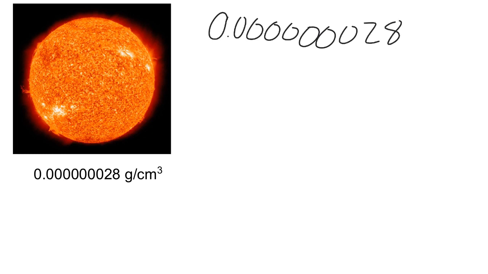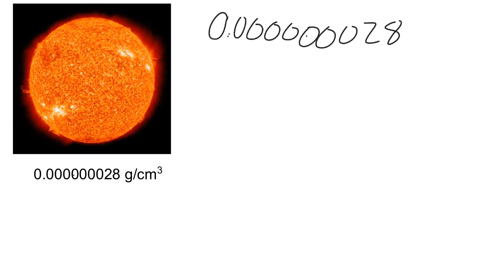So our first step is write the number. 0.000000028. I'm going to drop the units on this one. So I have 1, 2, 3, 4, 5, 6, 7 zeros. 1, 2, 3, 4, 5, 6, 7 zeros. Good, they match up. It's a good thing to check to make sure that you're right on that one.